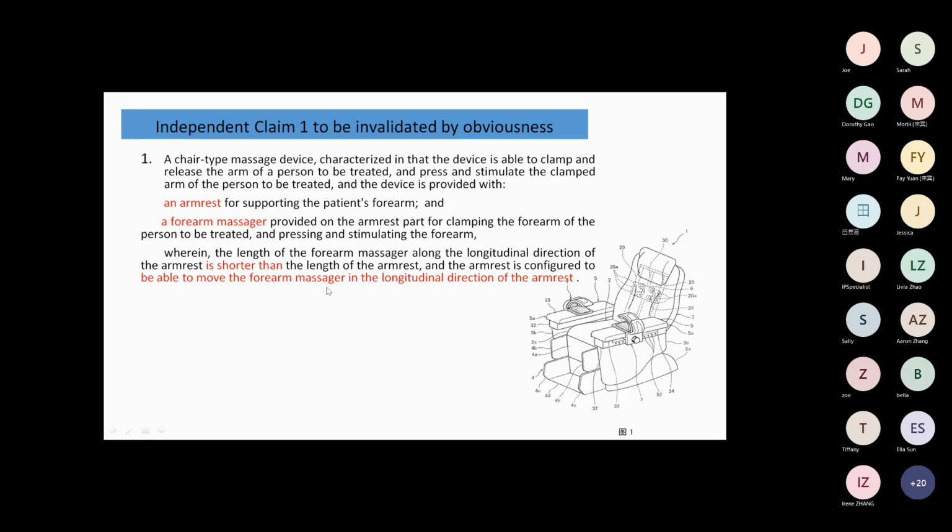Another technical feature is that the forearm massager can be movable along the longitude direction of the armrest. You can see from the picture the forearm massager can be moved along the armrest. I believe it's very apparent. Yeah, this is the scope of claim 1. Okay, let's go on.